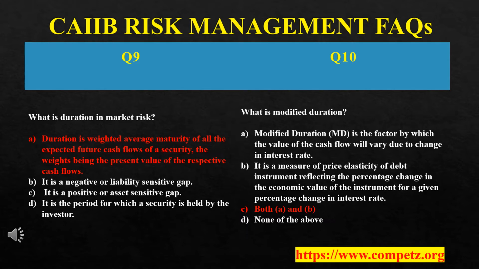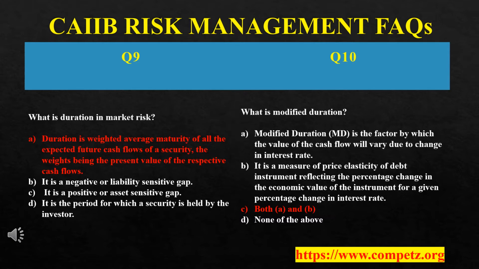Thus, the duration is equal to 1 into R1 plus 2 into R2 plus 3 into R3, divided by R1 plus R2 plus R3. You will get the answer. That's why the duration in market risk is the weighted average maturity of all the expected future cash flows of a security, the weights being the present value of the respective cash flows.